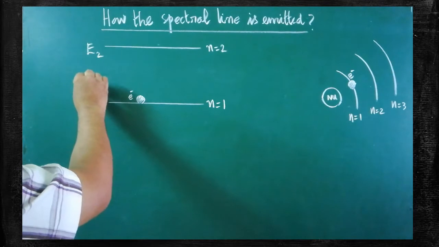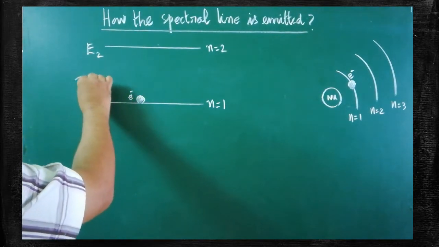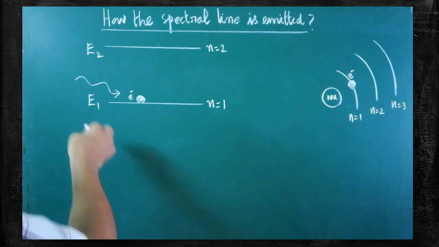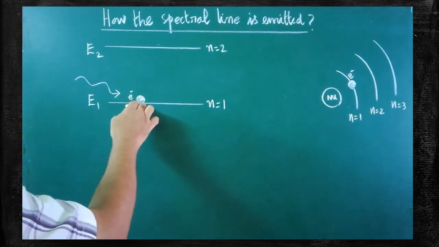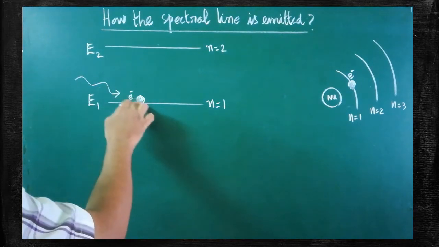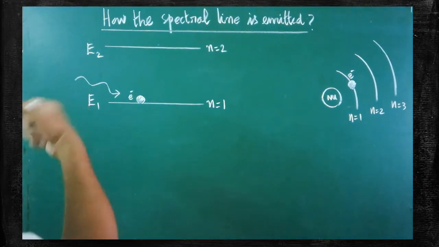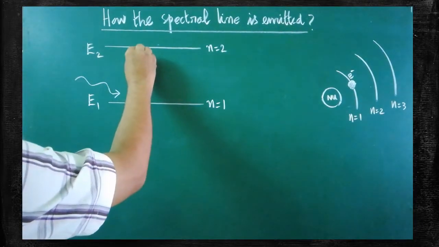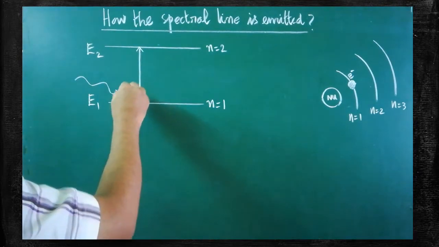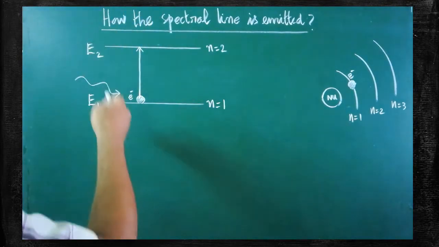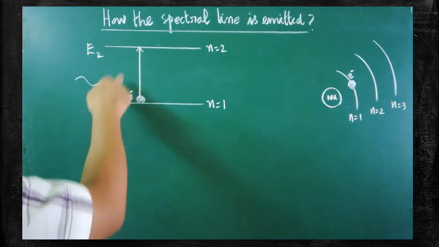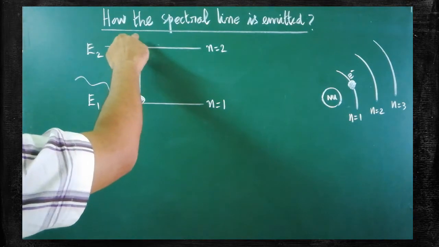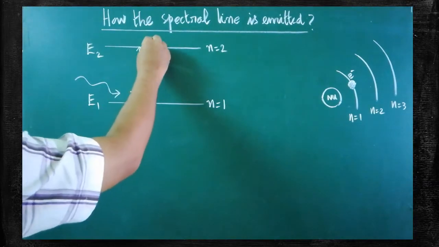If a sufficient amount of energy is given externally, in the form of heat or light, the electron will absorb the energy. Are you clear? The electron will absorb the external energy, and after absorbing the energy, the electron will be excited. So it will reach the excited state. This is the normal ground state, this is the excited state. After absorbing the energy, the electron is excited to the higher level.